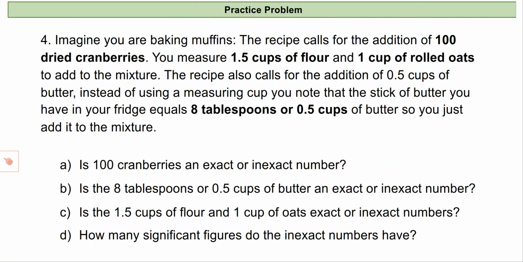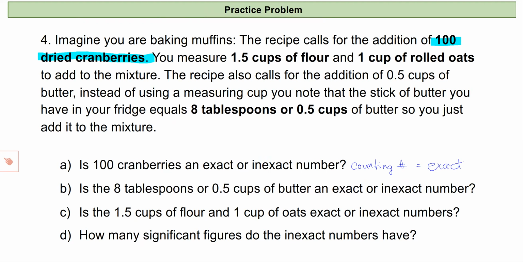So let's start with 100 cranberries. Here we go, 100 dried cranberries. Is this an exact or inexact number? Well, we won't weigh out the cranberries. We won't measure them by volume. To measure them, we're going to count them out. So this is a counting number, and that makes it exact. This means if we used 100 dried cranberries from the recipe in a calculation, we wouldn't use significant figures on that value, or it would have infinite significant figures.